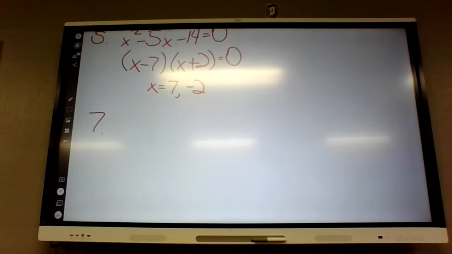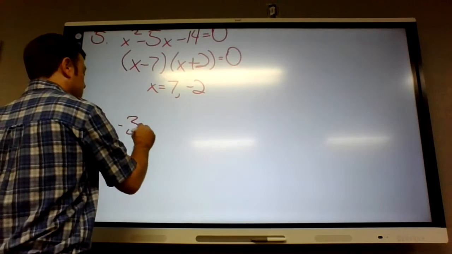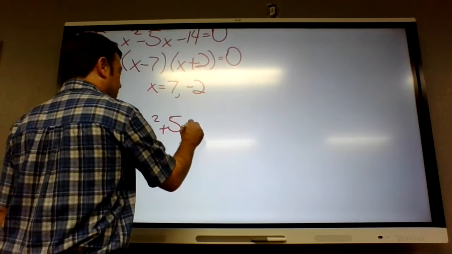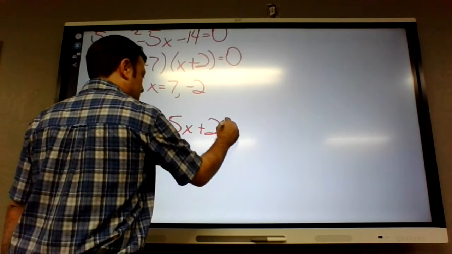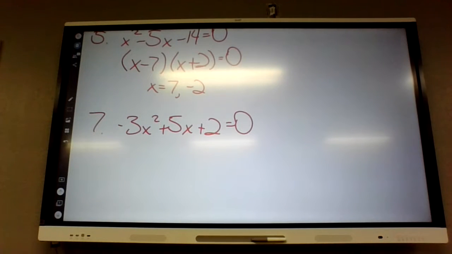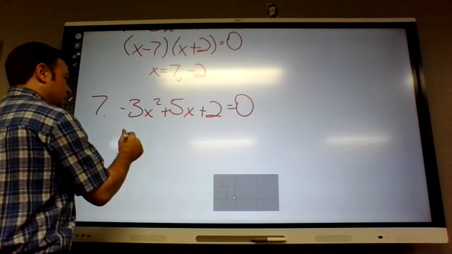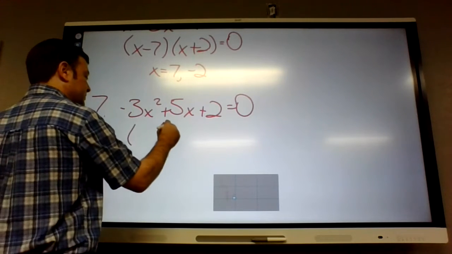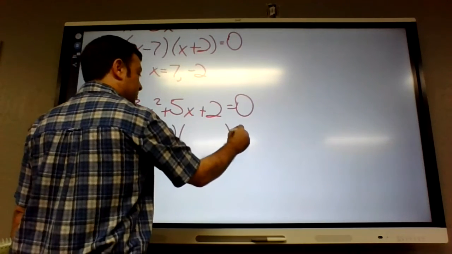Number 7, -3x squared plus 5x plus 2 equals 0. You said for 5 through 12 we can use factoring or the quadratic formula. This one does actually factor. You guys want to try that or the other one? No, I'm going to factor. It takes less time when you know how to do it.